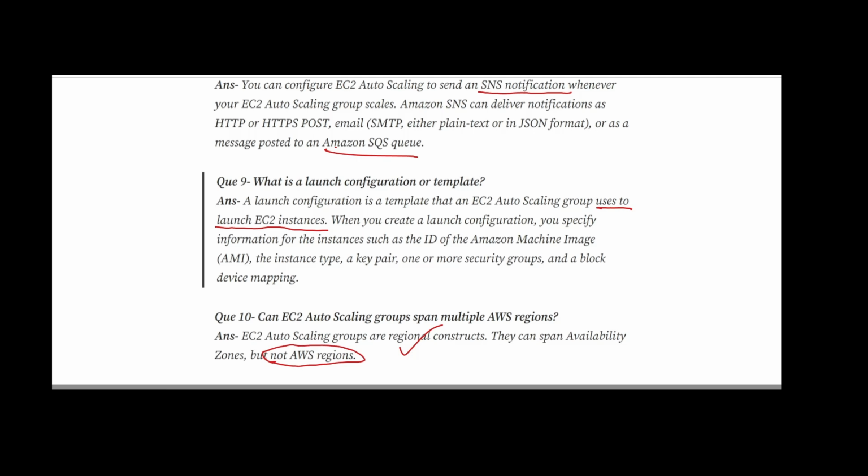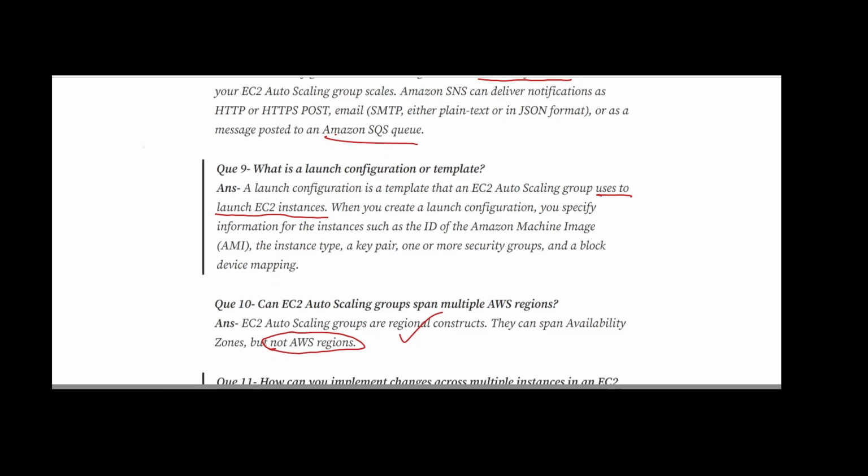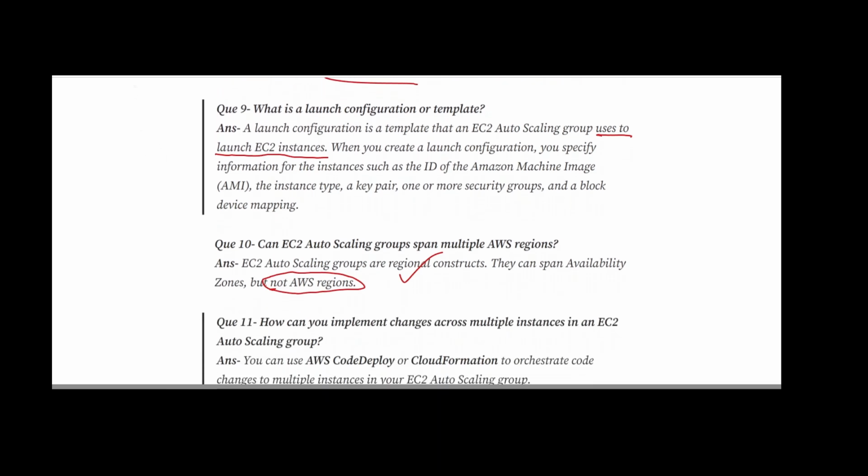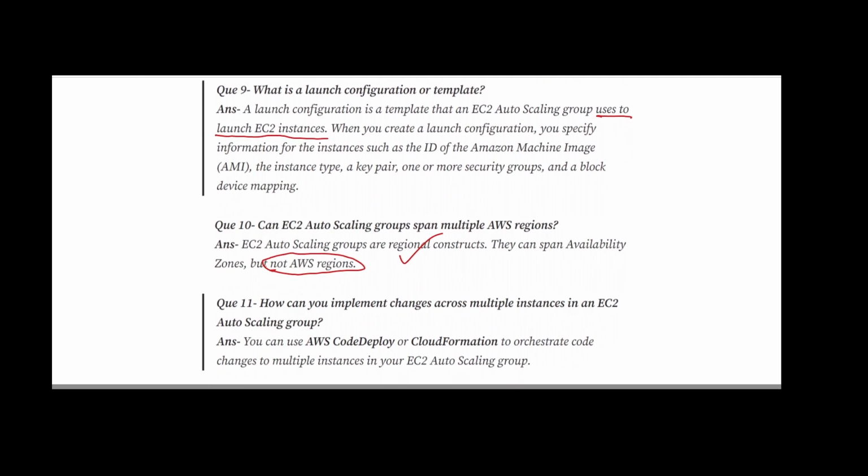Coming to question number 11. How can you implement changes across multiple instances in an EC2 Auto Scaling group? For that, you can use AWS CodeDeploy or CloudFormation to orchestrate code changes to multiple instances in your EC2 Auto Scaling group. As we move forward, we will experiment more with CodeDeploy and CloudFormation.